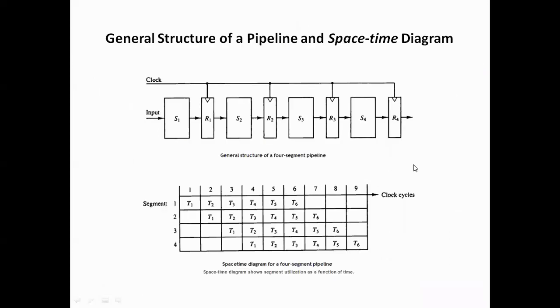Now let us look at a general structure of a pipeline. So a general structure is this. This is a simple block diagram type structure. So we say that this is a 4 segment pipeline. So obviously there will be 4 boxes, S1, S2, S3 and S4. And to make sure that it works as a pipe, we put registers in between. There may be one or multiple registers. So this is a general structure of a 4 segment pipeline, and obviously there will be a clock pulse going to each segment, each register.